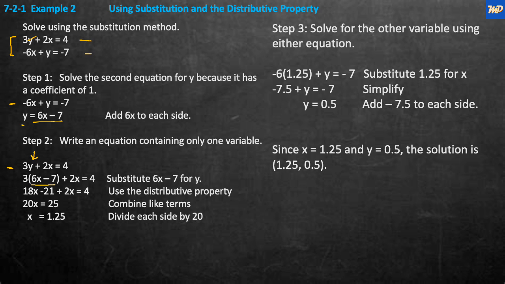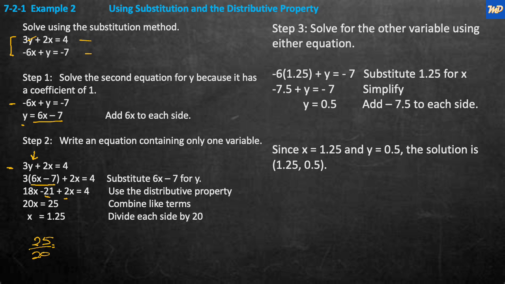Take care of the distributive property here so we get 3 times 6x is 18x. 3 times negative 7 is negative 21 right there. And then we have the plus 2x equals 4. So now we're going to combine the x's. We're going to get 20x is equal to, moving the 21 to the opposite side by adding 21, 4 plus 21. So 20x is equal to 25. That means x is equal to 1.25 because it ends up being 25 over 20.